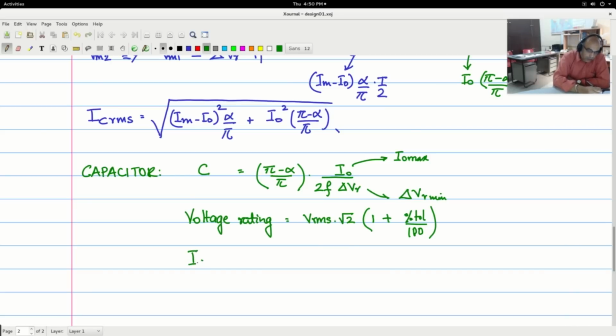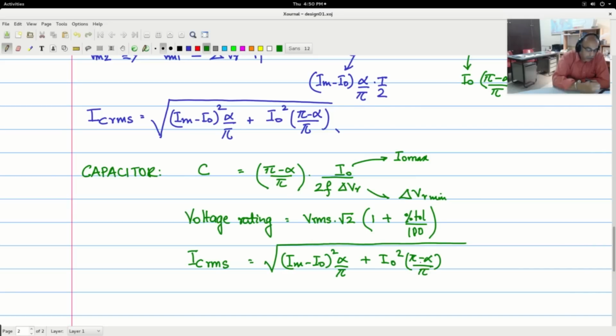Of course, you also have the IC RMS rating, as we just now saw, (Im − I₀)² α/π plus I₀² (π − α)/π. So this would be the RMS value. Then you can say the make type, electrolyte type, would be aluminum electrolyte. We don't normally use tantalum. So this would complete the electrical design of the capacitance.